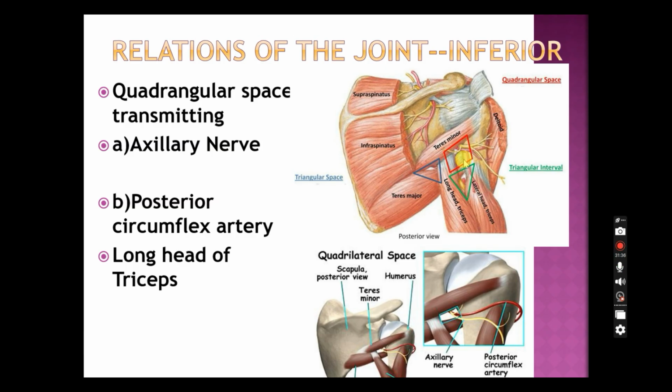So we have teres major, long head of triceps, axillary nerve, and the posterior circumflex humeral artery making the inferior relation. The axillary nerve and the posterior circumflex humeral artery are the contents of the quadrangular space. Then the long head of triceps and teres major. So this is the inferior relation. Clear?